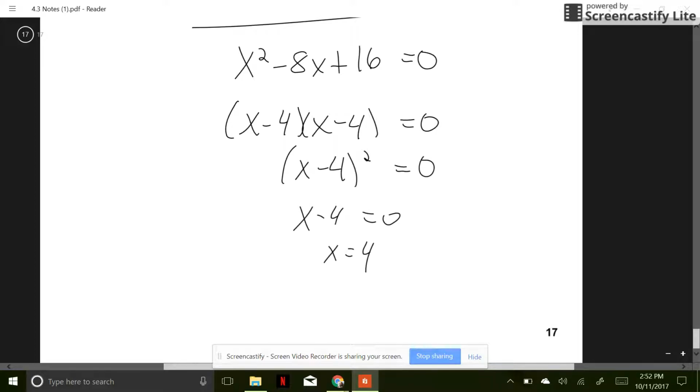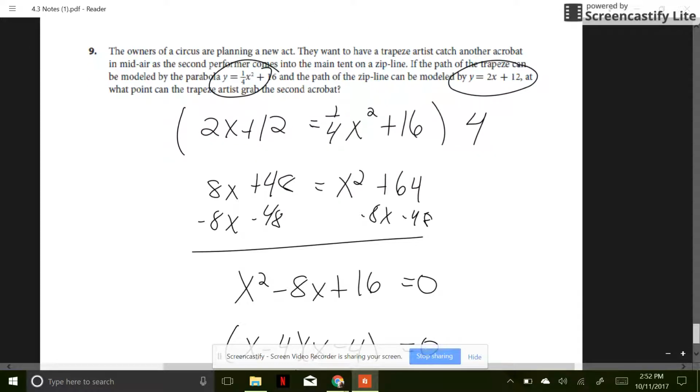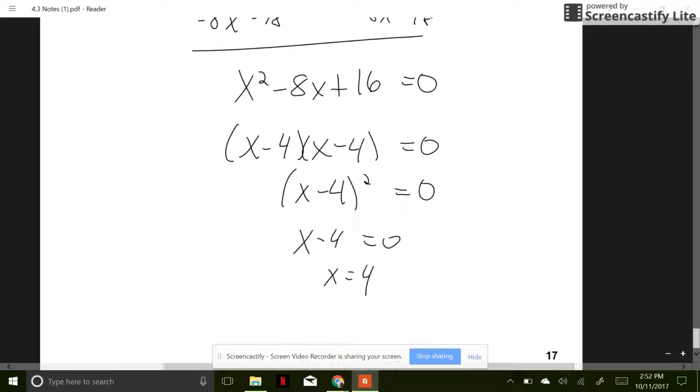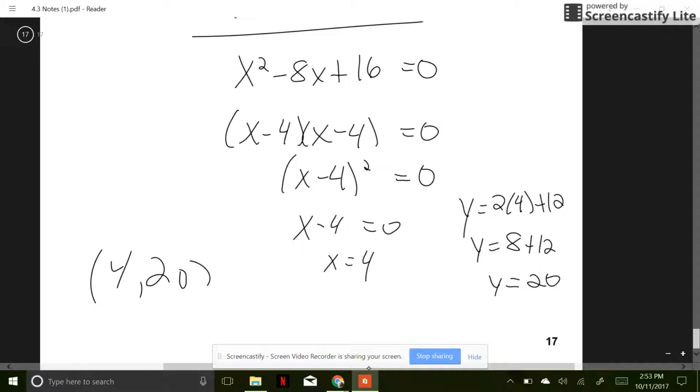So now I know my x coordinate, I can plug it back into one of these equations. So I'll go ahead and take the equation of the line. That's the easier one. y equals 2x plus 12. So y is going to be 2 times our x value of 4 plus 12, which means that y is 20. So our trapeze artist can catch our other acrobat at the point (4, 20).